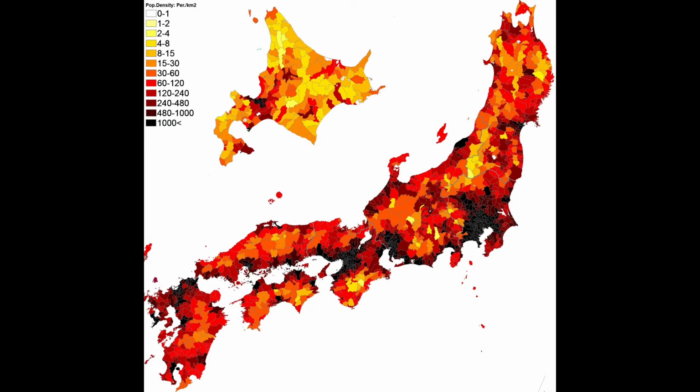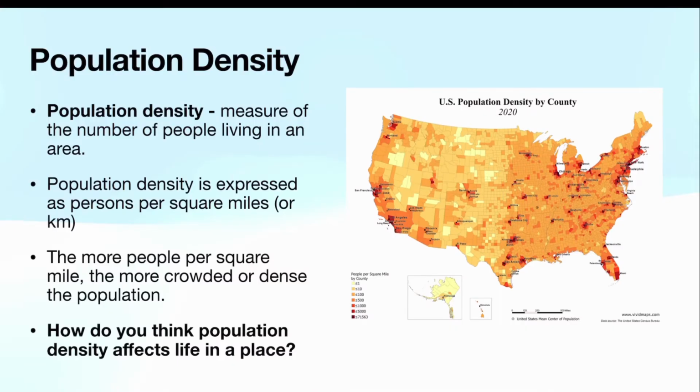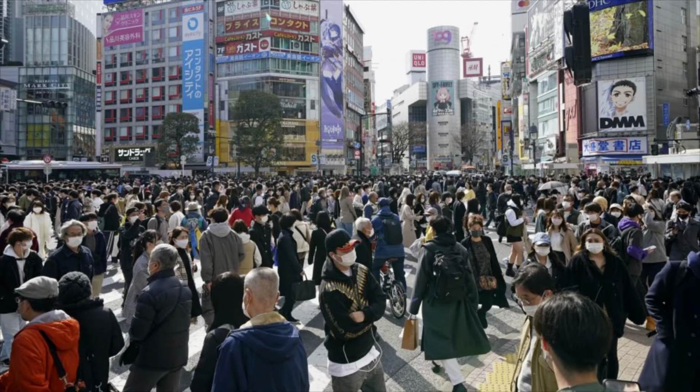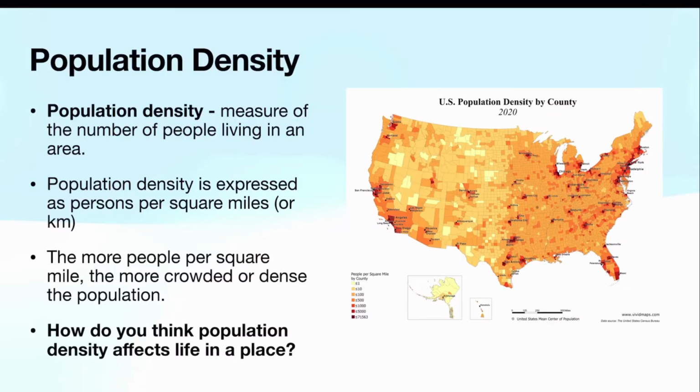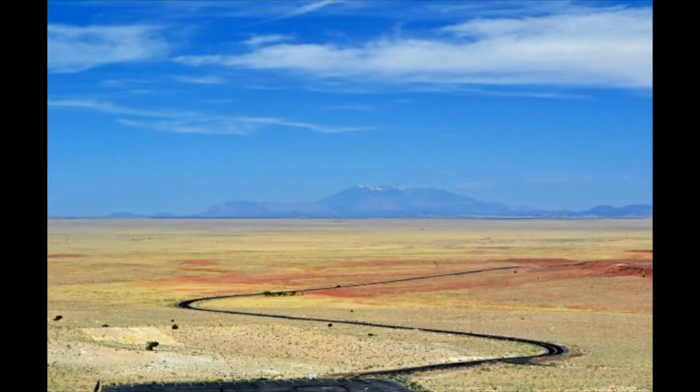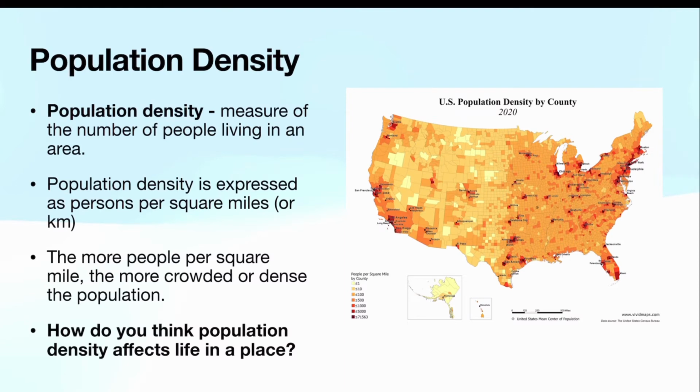Japan has a population density of about 897 people per square mile. That is really high population density. In many parts of Japan, people are crowded together in large cities, and space is very limited. On the other hand, Australia has a very low population density. Only around 8 people per square mile live there. They have many wide open spaces with very few people. How do you think population density affects life in a place?